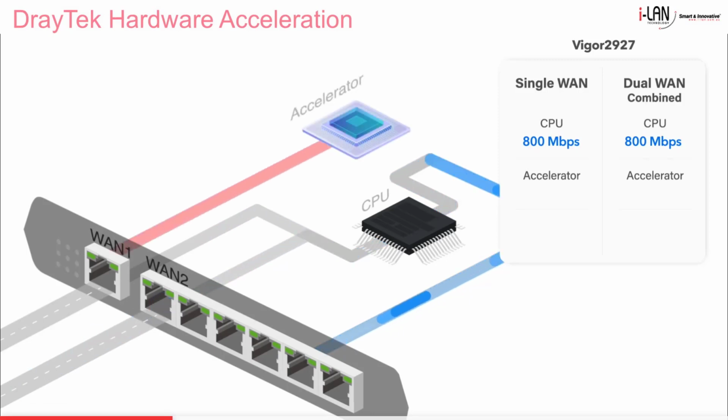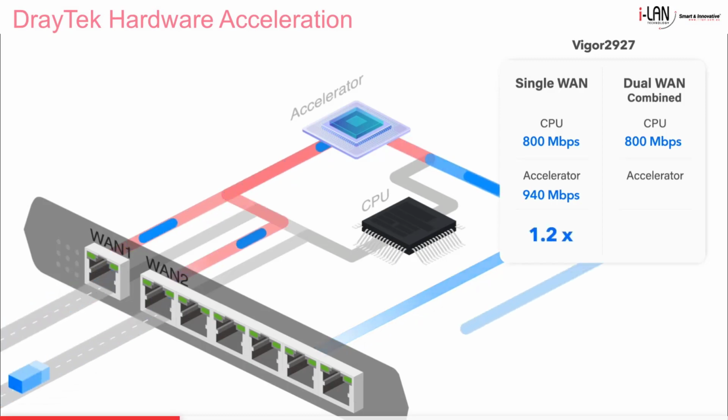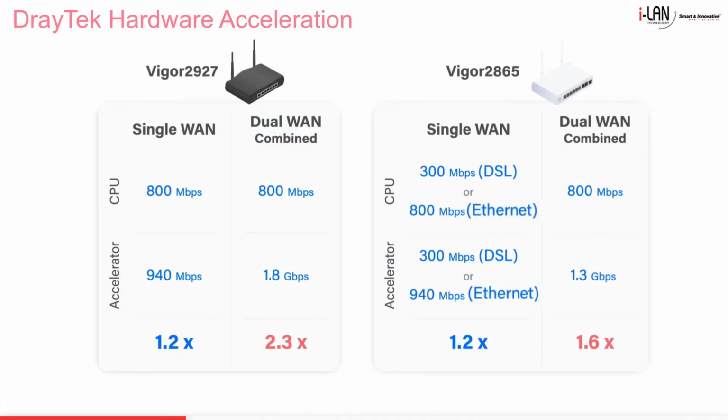The hardware accelerator can process up to 8080 connections, delivering up to 940 megabits per second throughput on a single WAN, which is a 1.2 times improvement in speed. With dual WAN connections, the router can achieve up to 1.8 gigabits per second combined throughput with hardware acceleration enabled. This gives us a 2.3 times improvement in WAN throughput. The 2865 series routers can achieve 940 megabits per second throughput through the Ethernet WAN port.